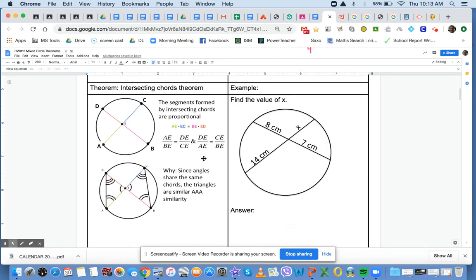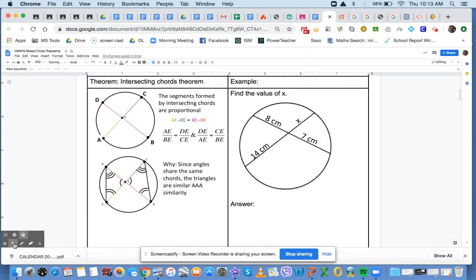Just scrolling down. The next theorem, this one's a little bit more challenging. Once you learn the shortcut of this theorem, it's really simple, but talking about why it's true, okay? So it's called the intersecting chords theorem, and we may have seen some intersecting chords before. And right away we can see, well, we know the vertical angles are congruent. So this angle here and this angle here, those are congruent.